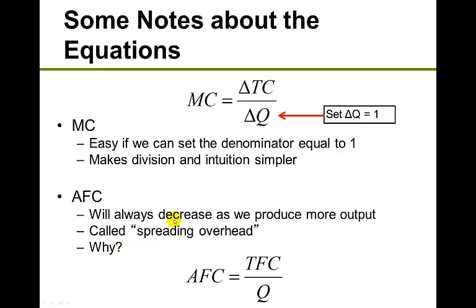And then also there's something special that happens with my average fixed cost. It will always be declining as I output more units. So why is this? Well, remember my total fixed costs don't change. So as I increase my quantity, this bottom part of the fraction is getting larger and larger. So I'm dividing the same number on the top by a larger number on the bottom, and that means that this resulting number is going to get smaller and smaller.